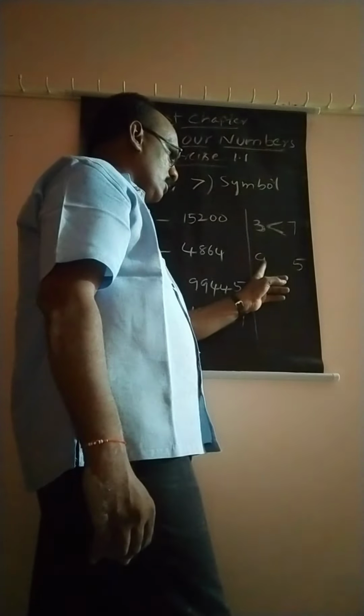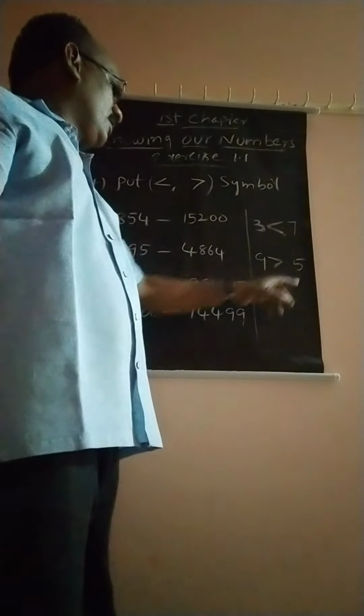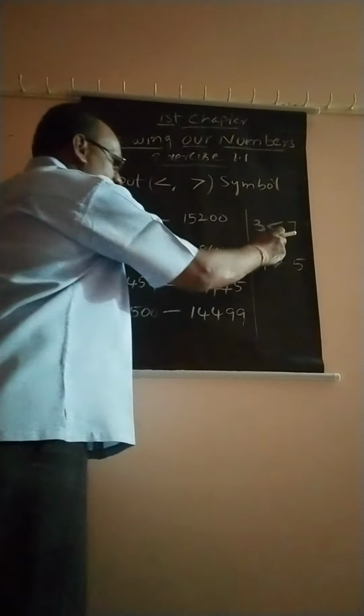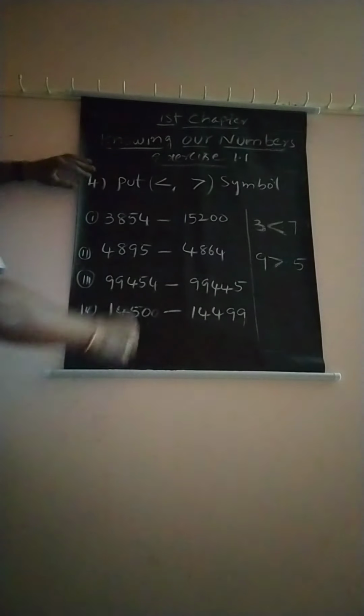Again here, see there, 9 and 5. 9 is bigger than 5, so 9 is greater than 5. That means the head comes toward the bigger number and the tail is toward the small number. In the same way we have to fill up these blanks.